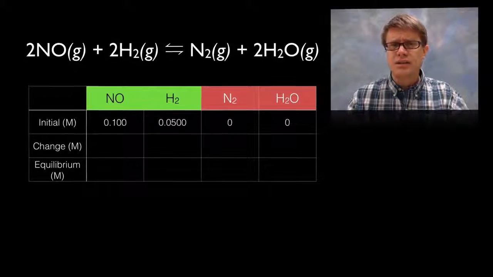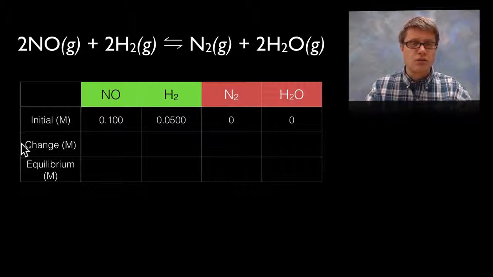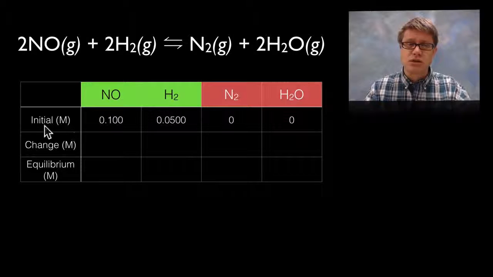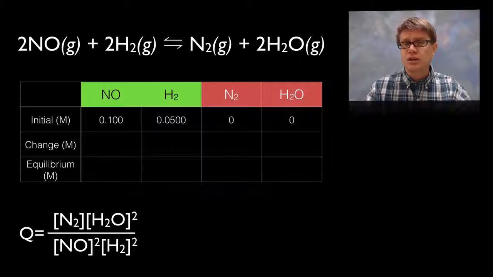Now let's look at an ICE table. An ICE table is going to show you, remember, the initial concentration, that's where the I comes from, the change, and then the equilibrium concentrations at the end. And so if you were given this equation right up here of a reversible reaction, you should be able to calculate the Q value. The Q value is going to be right here.